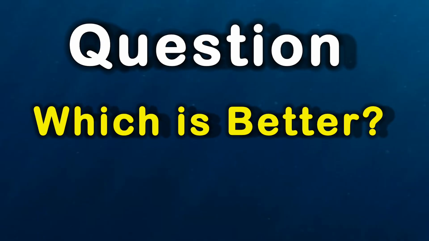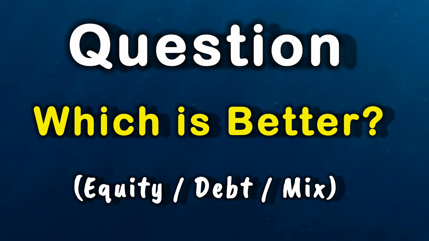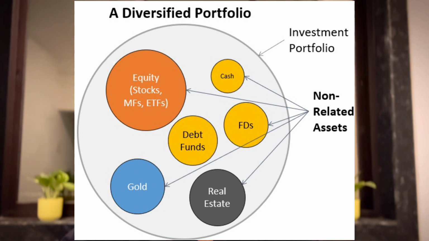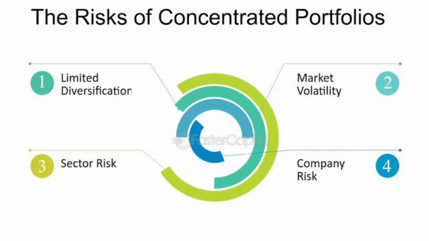Here is a suspenseful question, which is better? All equity is better or debt is better or mix is better? Let's discuss that. If your fund is a diversified fund which invests in stocks, bonds, gold, it's always a great choice to have that kind of fund. If it is a concentrated fund which invests heavily only in the stock market or only in real estate, that may give you huge returns. But if there is a market crash, everything would be gone.